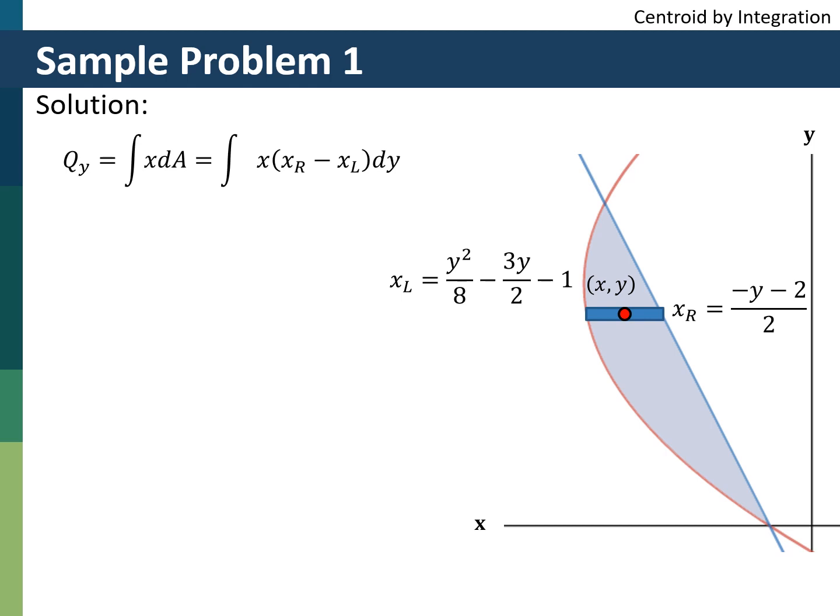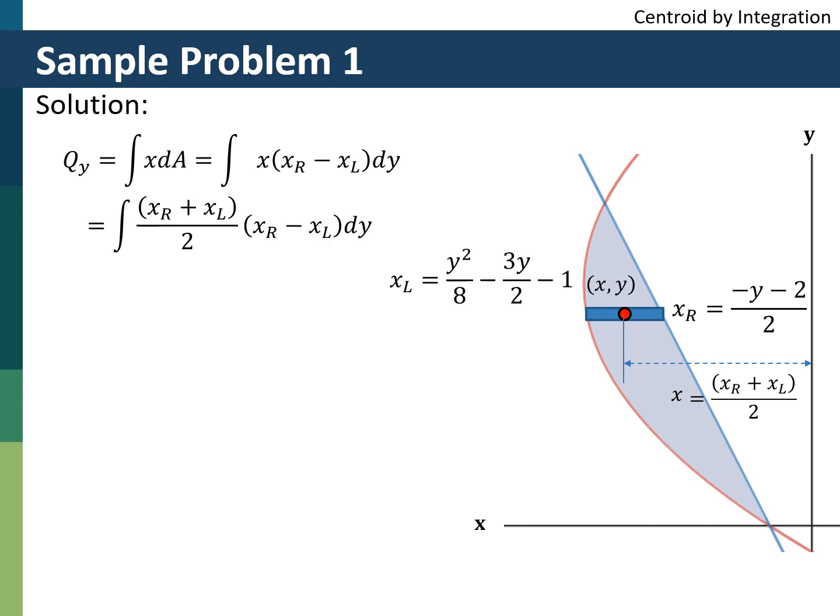The first moment of the area with respect to the y-axis is equal to the integral of x dA. X is the distance of the centroid of the horizontal strip to the y-axis and is equal to x sub R plus x sub L all over 2. We can now substitute the value of x in the equation. X sub R plus x sub L and x sub R minus x sub L are the factors of the difference of their squares. 1/2 is a constant that we can factor out.